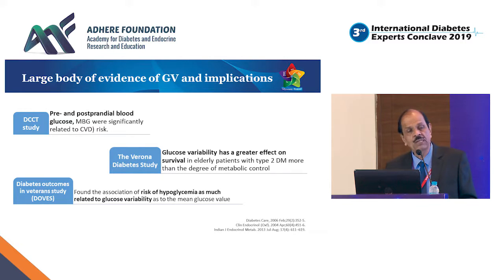And the Verona study again says that glucose variability has a greater effect on survival, and the diabetes outcome studies also said that the risk of hypoglycemia is as much related to glucose variability as to the mean blood glucose. In other words, glycemic variability is actually a risk factor for coronary artery disease.